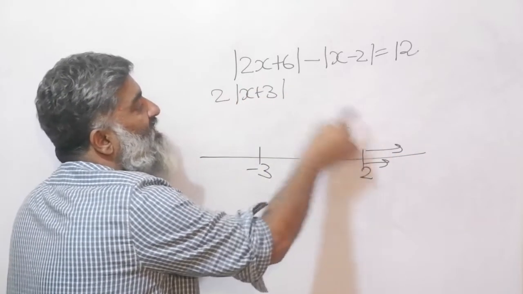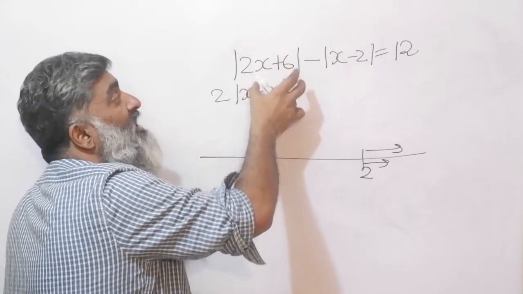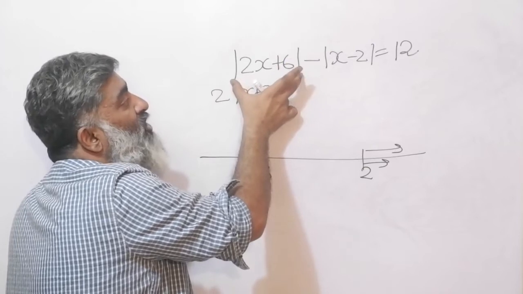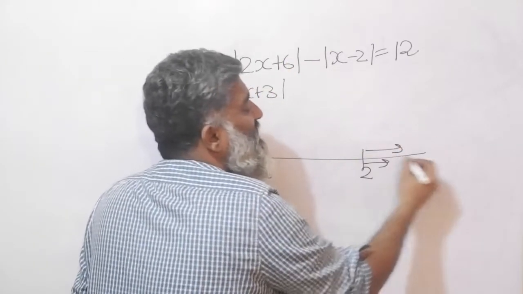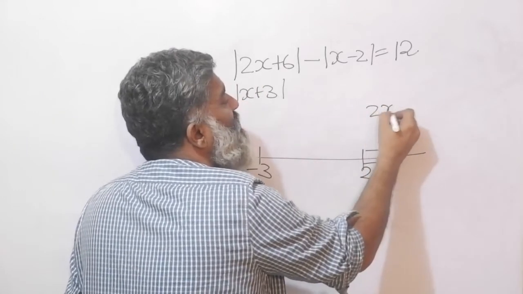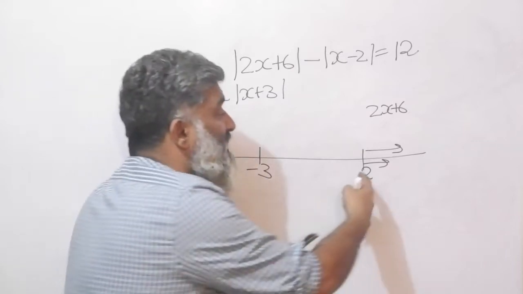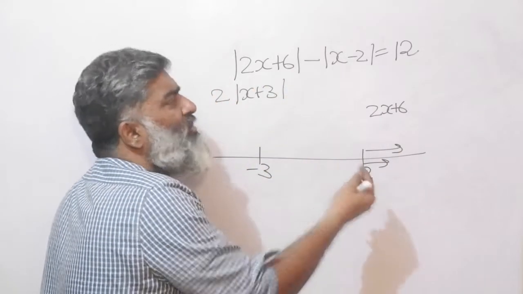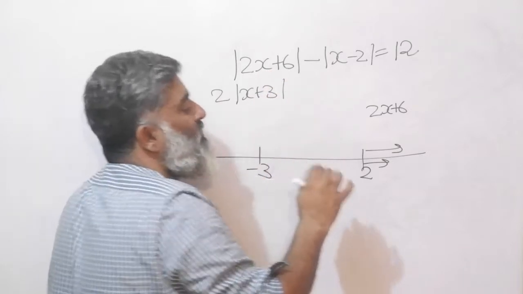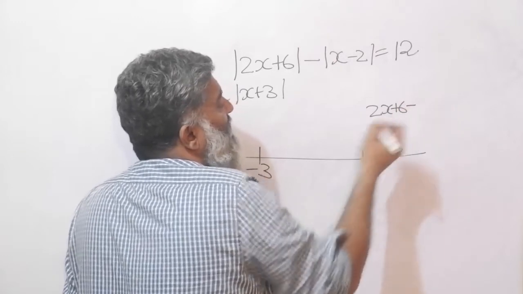So if I put a number like 3, 2 into 3 is 6, 6 plus 6, 12. This is going to be positive. If this is positive, the mod means this function should be just written the way it is. So for any point in this region, I will write 2x plus 6. I can just remove the mod function. Why? Because any point here, this expression is always positive. And how do I know? Plug a number and see it is so. I will copy the minus just the way it is.